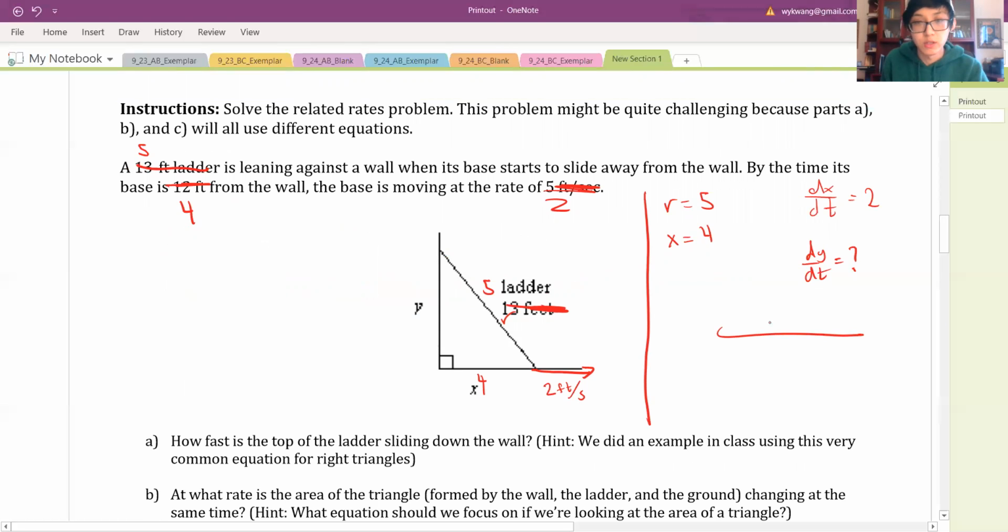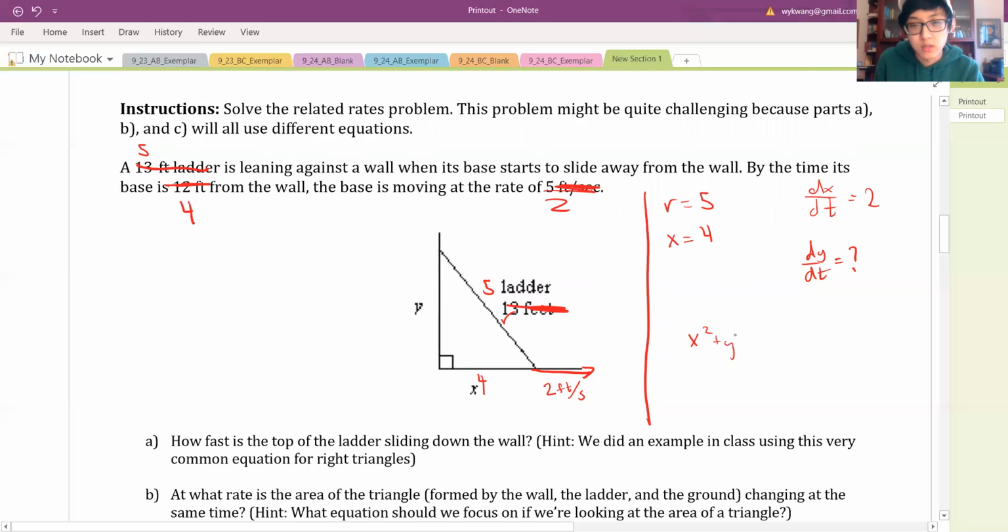Okay, so what do we do for y? You kind of just do the problem, and once you go, you can figure out what you need to do. So we have x, r. We don't have y, but it's a right triangle. So why don't we just apply the Pythagorean theorem?